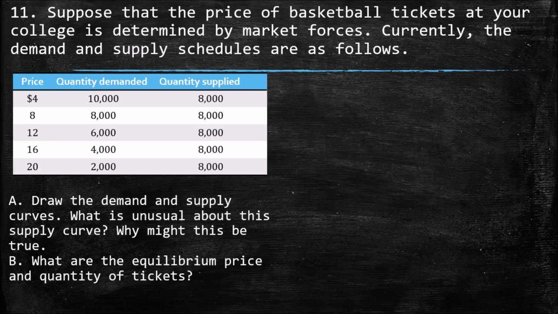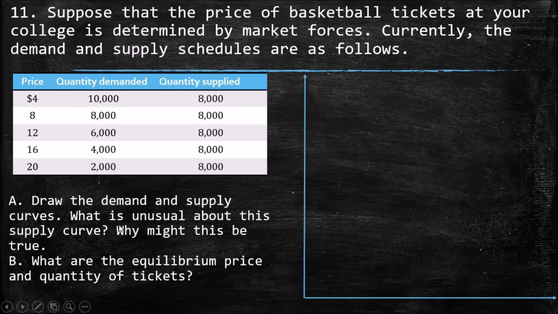Currently, the demand and supply schedules are as follows. Here we have the price of the tickets from 4 to 20, and those are the quantity demanded. We see how the demand starts to decrease as the price goes up. At the price of 4, we have 10,000 entries demanded, but at the price of 20 we have just 2,000. Here the first question says, draw the demand and supply curves.